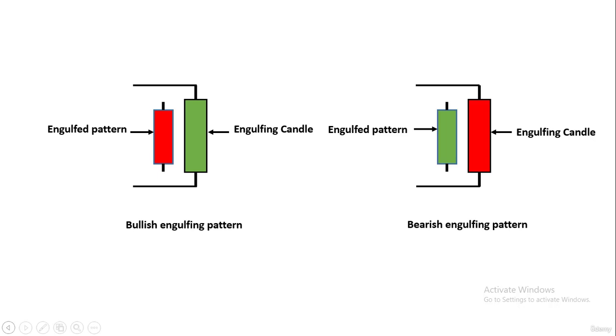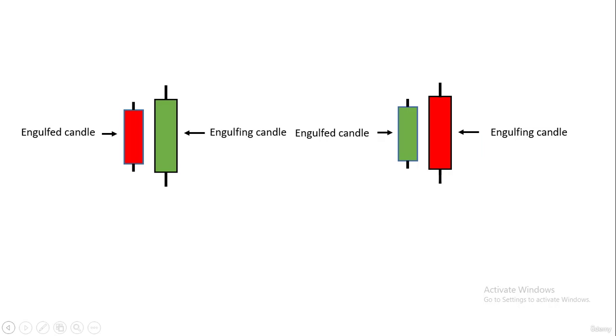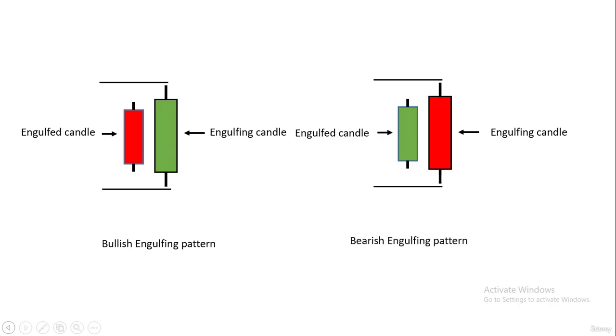If a bullish candle engulfs the total range of the previous bearish candle, this candlestick pattern is named a bullish engulfing candlestick pattern. The bullish engulfing candlestick pattern signals bullish momentum of the market. In the same way, if a bearish candle engulfs the total range of the previous bullish candle, this pattern is a bearish engulfing candlestick pattern, and it signals bearish momentum of the market.